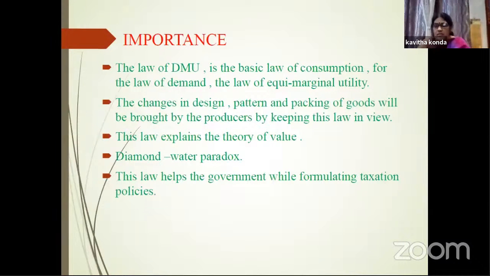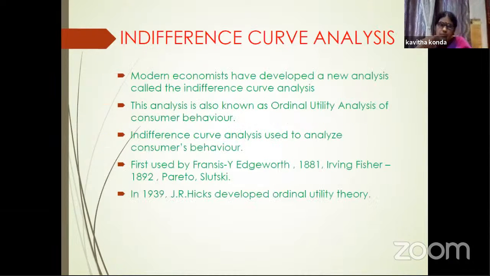So that's why, according to the law of diminishing marginal utility, they can decide the taxation policies. So it is useful to the government while formulating taxation. So students, this is all about DMU, diminishing marginal utility.